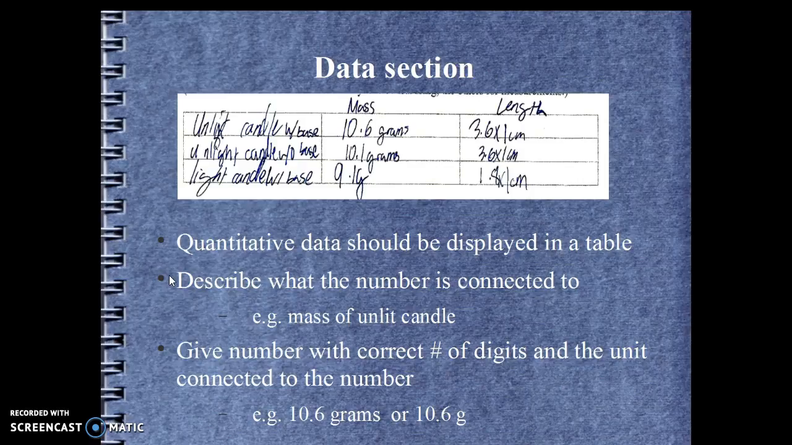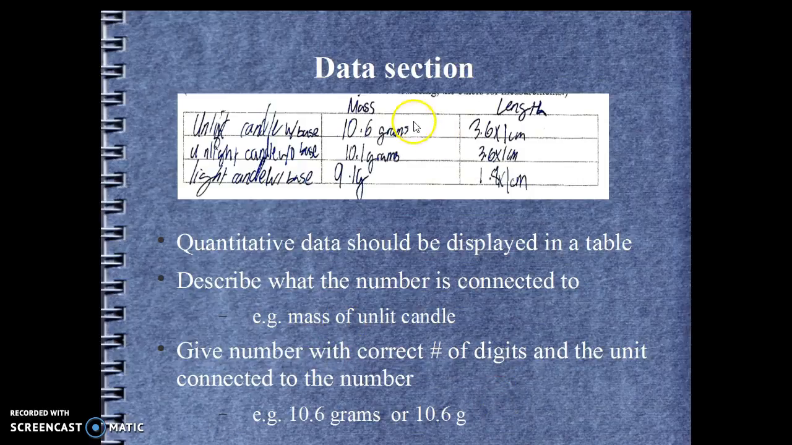Quantitative data should be displayed in a table. And you can see here a table that one of the students has written. It must describe what the number is connected to. For instance, mass of unlit candle with base, unlit candle without base, and then the lit candle with base. A little hard to read. The number needs to be given with the correct number of digits and the unit connected to the number.